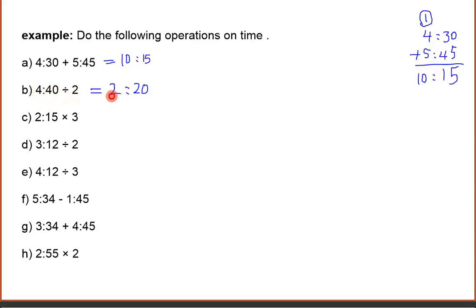Hour divided by 2, 2. Minutes divided by 2, 20. That's all. Okay, the next one is a multiplication.